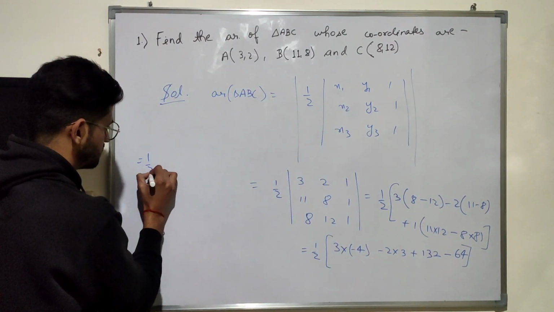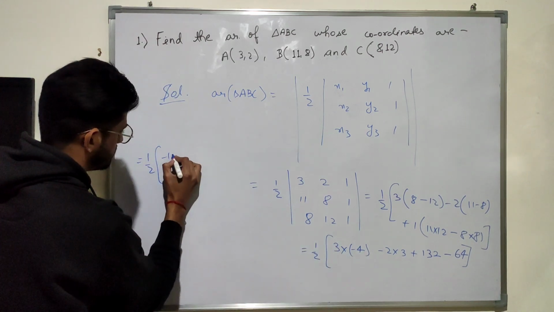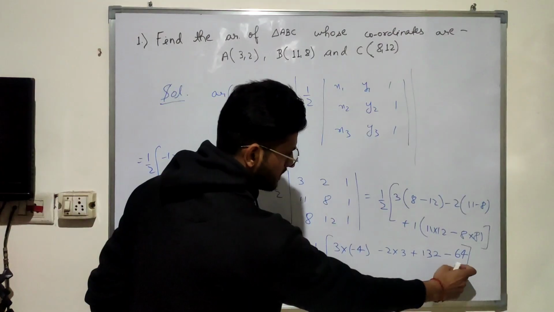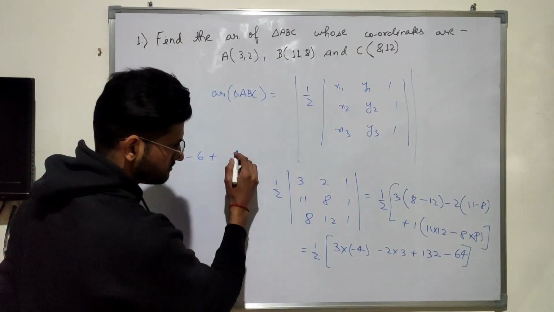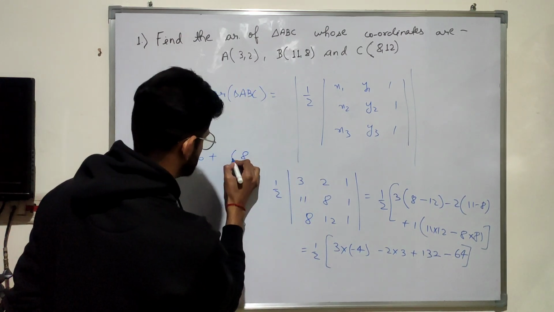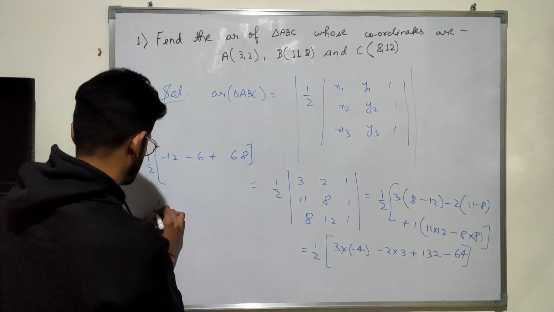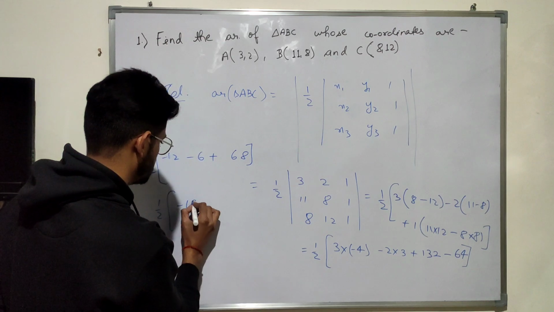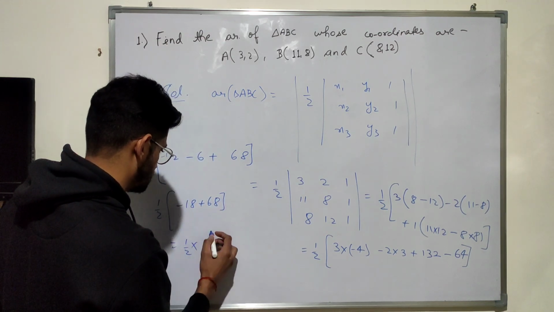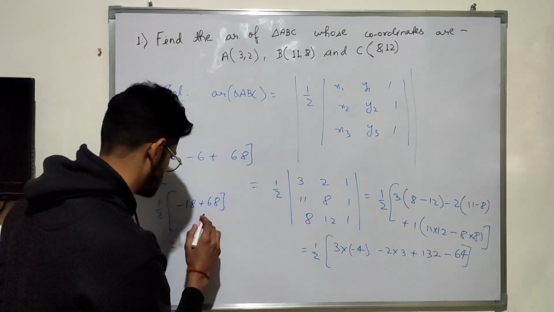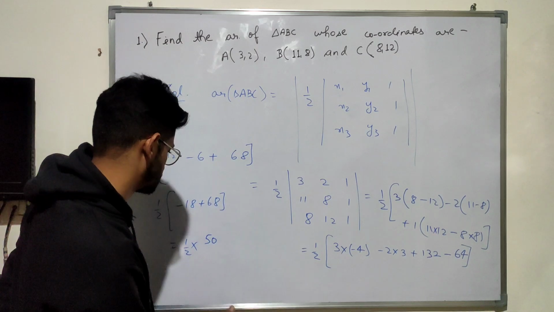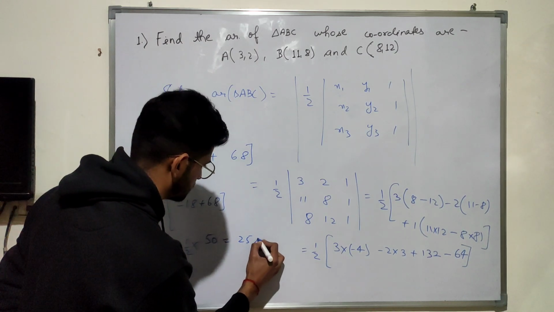Again we are getting half of, from here, minus 12 minus 6 plus 68, that is minus 18 plus 68. So half of minus 18 plus 68. Removing 18 from 68, how much will we be getting? So we will be getting 50. Half of 50, so this is going to be 25 square units.